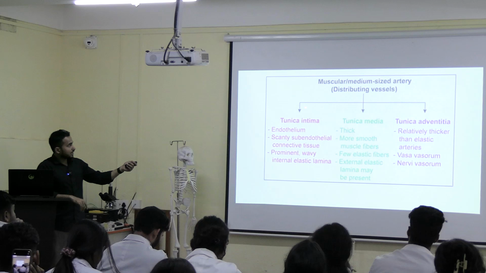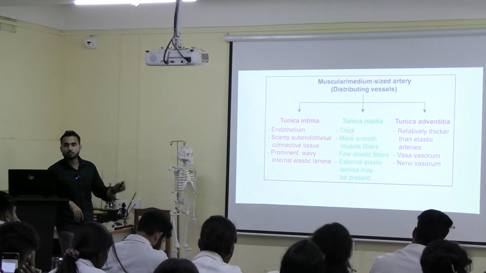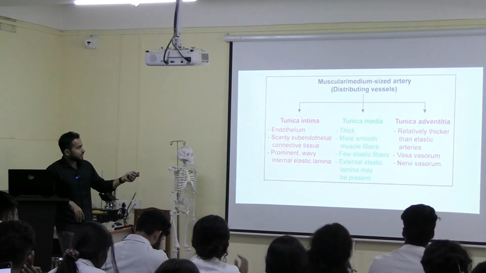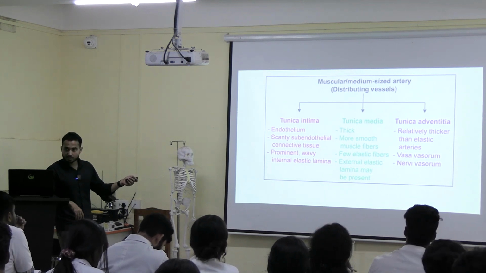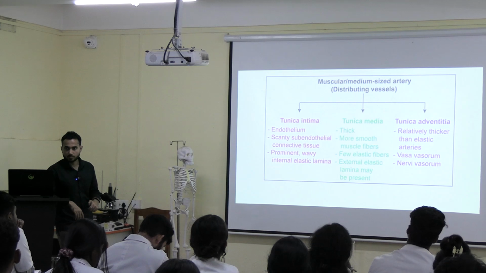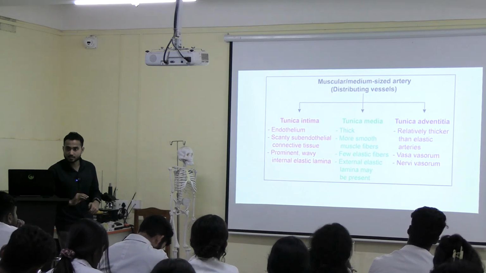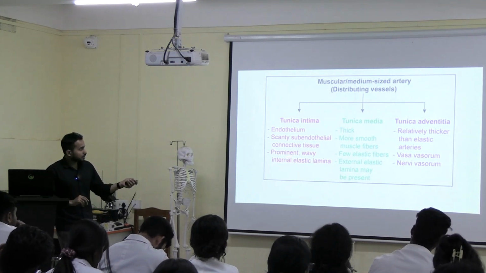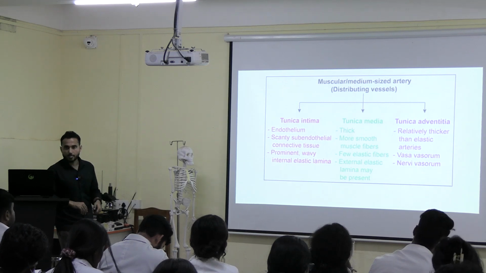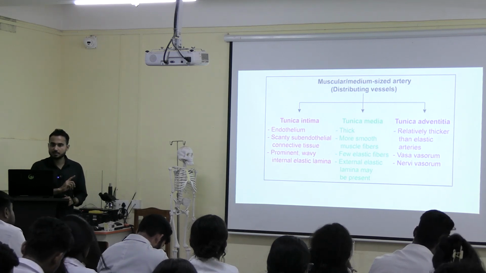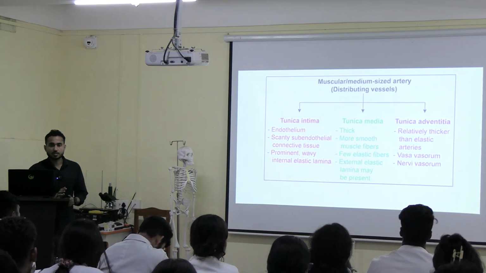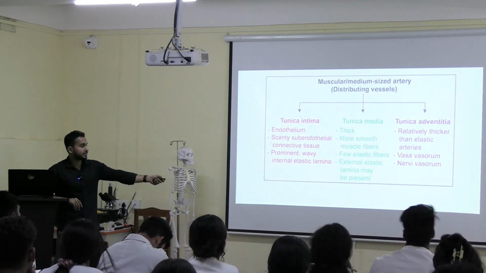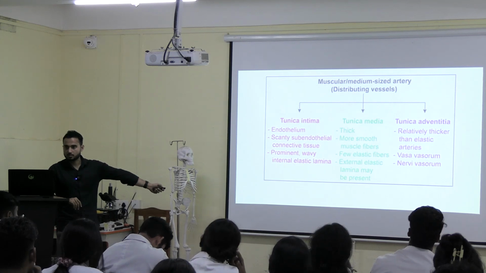Now here you can see the same three layers will be there, but what are the differences? Endothelium is there. Here subendothelial connective tissue is present, but it is very less. Prominent wavy internal elastic lamina. So here the internal elastic lamina is there. In the previous case it was there, but here it is prominent. So this is one important identifying feature of the muscular artery.